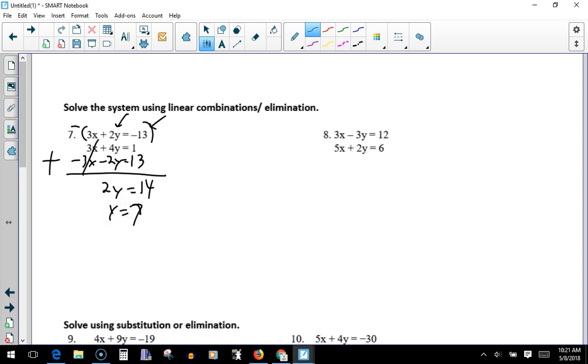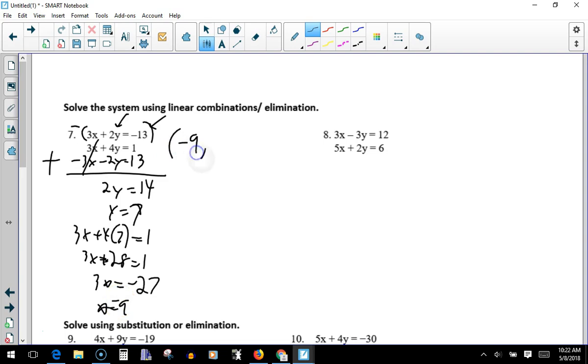Now I can plug 7 into either one. It really makes no difference. I'm going to plug it into the bottom one: 3x plus 4 times 7 equals 1. So that's 3x plus 28 equals 1. 3x equals negative 27 when I subtract 28. And then x equals negative 9. So my point of intersection is negative 9, comma 7.